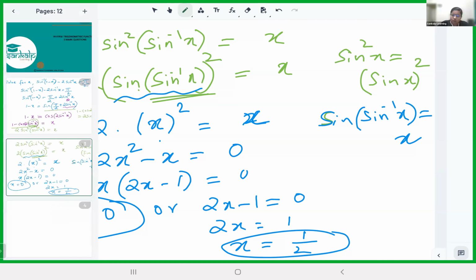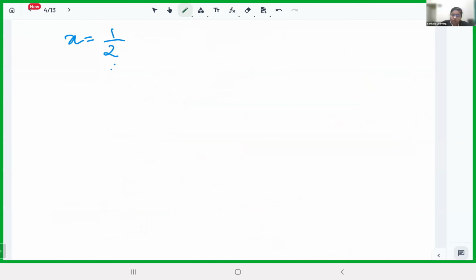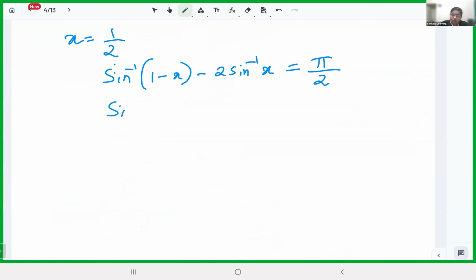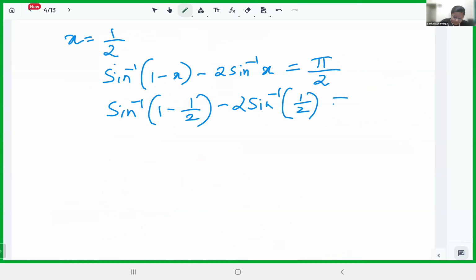What was the equation? It is sine inverse of 1 minus x minus 2 sine inverse x equal to pi by 2. This was our equation. You check whether x equal to 1 by 2 satisfies this particular equation. For that I am substituting 1 by 2 in place of x: sine inverse of 1 minus 1 by 2 minus 2 sine inverse of 1 by 2 should be equal to pi by 2 if x equal to 1 by 2 satisfies that equation.